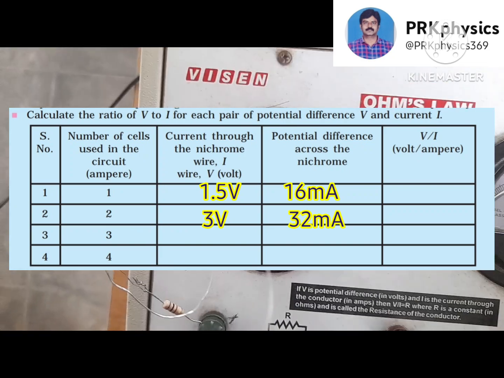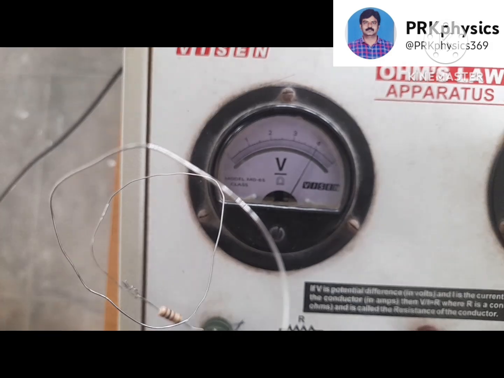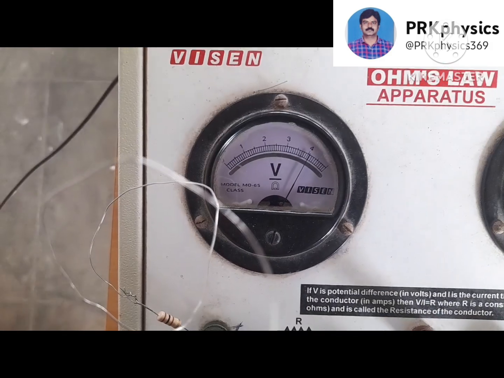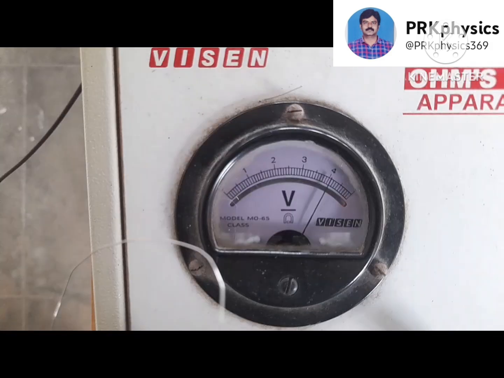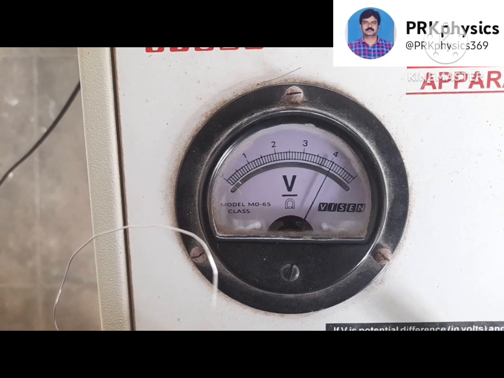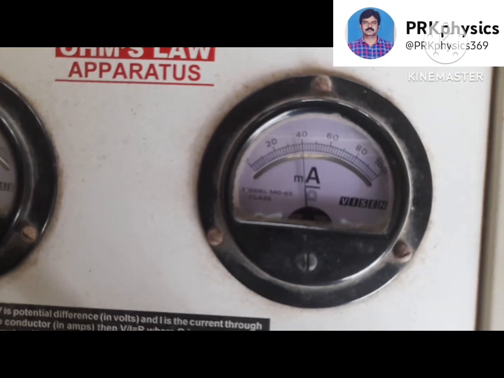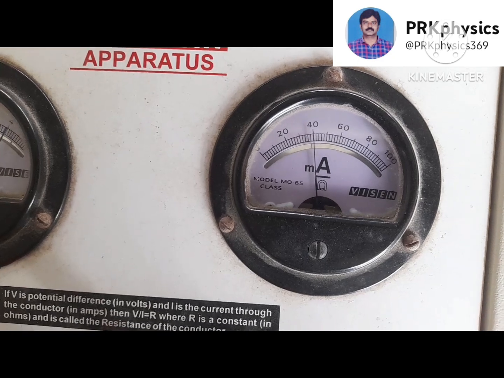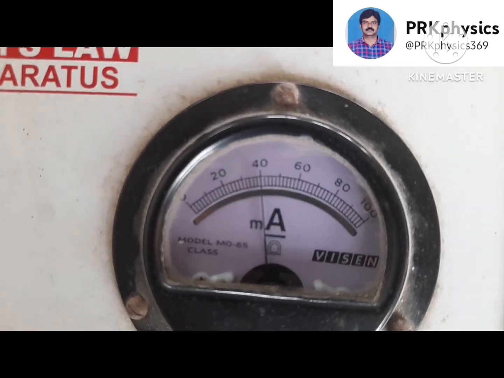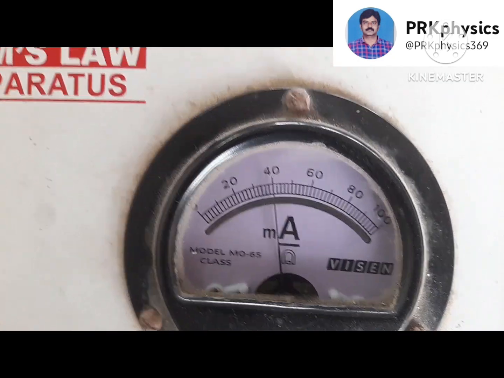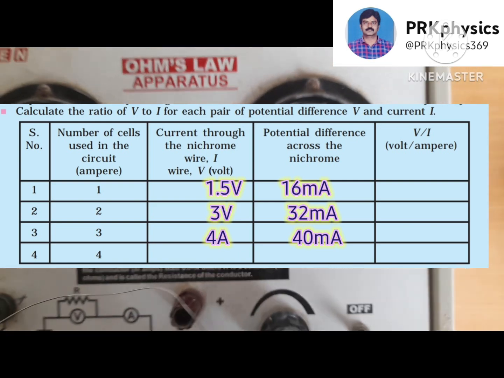Now I am adjusting the potential difference across the nichrome wire to 4 volts. You can see the potential difference in the voltmeter, that is 4 volts. Now you can see the current reading. The reading of the ammeter shows the current, which is around 40 milliamperes. Note down these values in the table.